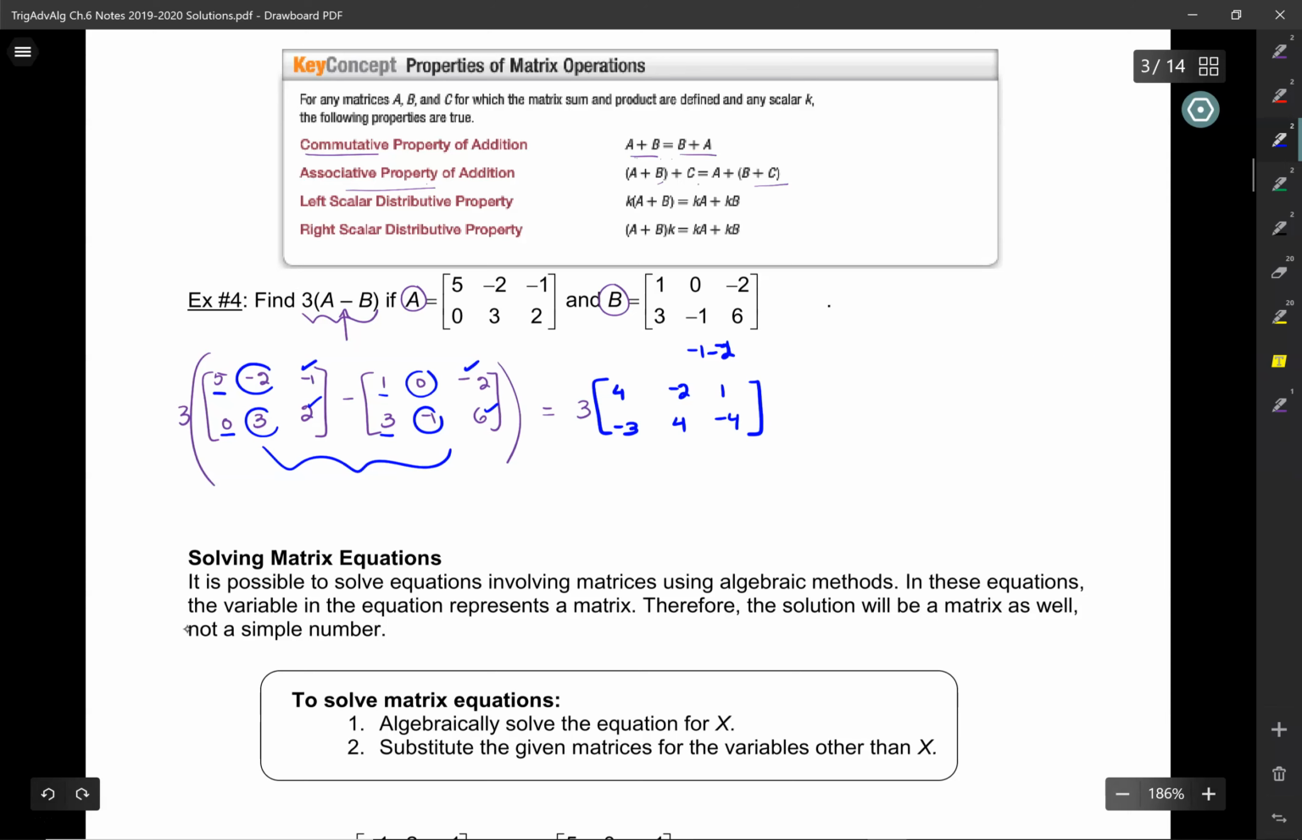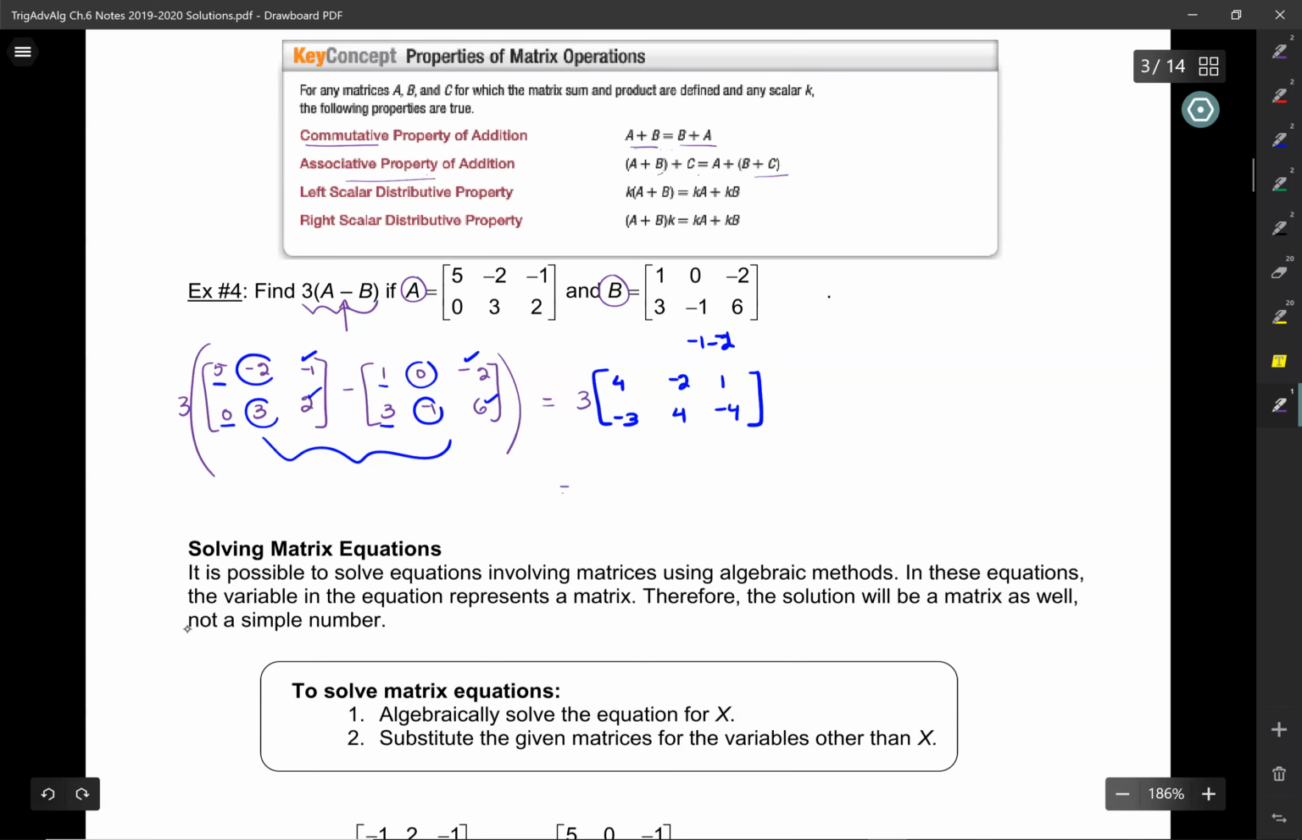Okay. Next, I need to distribute the 3. So I get 12. Just multiply everything by 3. Negative 6, 3, negative 9, 12, negative 12. And there you have it.